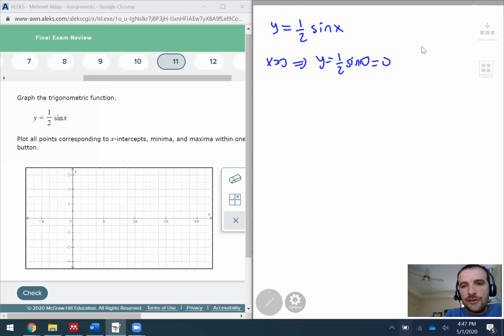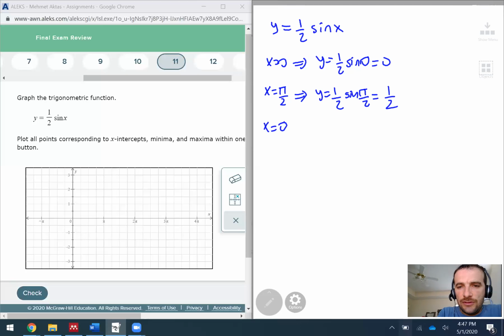When x is equal to pi over 2, sine pi over 2 is 1. That's why we get y is equal to 1 over 2 sine pi over 2, which is 1 over 2 times 1, it makes 1/2. Similarly, x is equal to pi gives y is equal to 1/2 sine pi, and sine pi is 0, so it is 0.